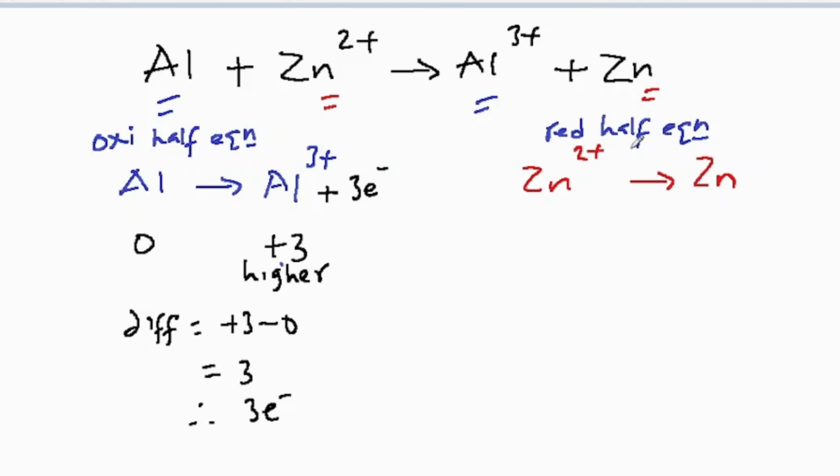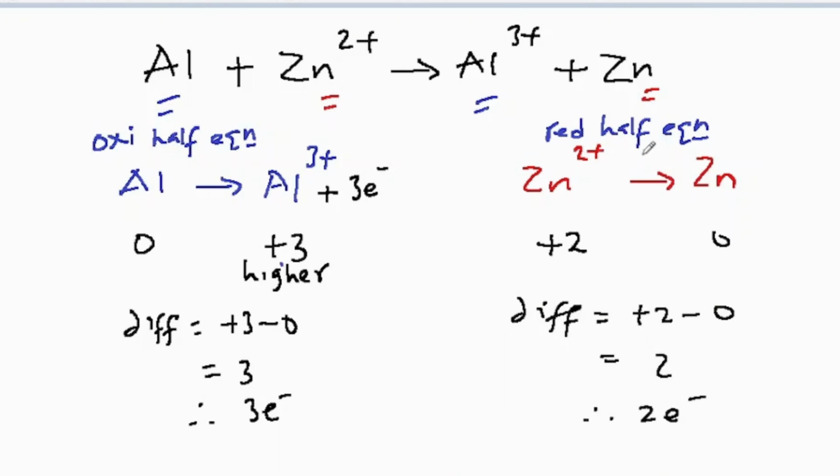Now let's consider the reduction half equation. For the reduction half equation, we have a plus 2 charge here and we have 0 charge on the right. So let's take the difference between the two of them. So the difference, we have plus 2 minus 0. So we have 2. So therefore we need 2 electrons. Because it is a reduction half equation, we'll add the 2 electrons to the reactant side. Electrons are usually added to the reactant side for reduction half equation. So I'll put my 2 electrons here.